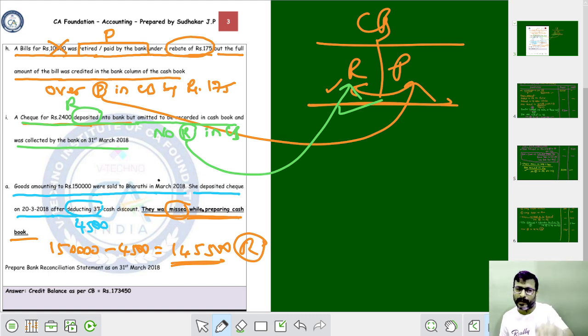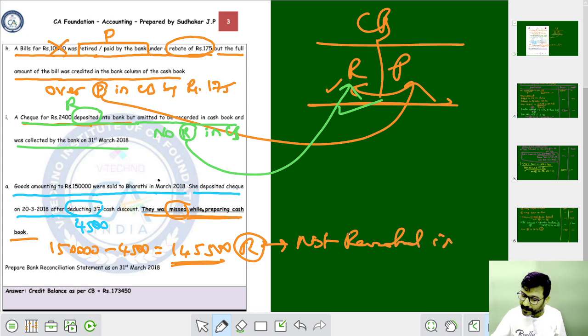1,50,000 goods you sold to Bharati. Bharati gave you a check after deducting 3%. 3% means 4,500. After deducting, it comes to 1,45,500. Bharati gave this check, but you have forgotten to record, you have missed to record. In which book, makla? You missed to record in the cash book. So the receipt was not recorded in cash book. This entry was not recorded in cash book.